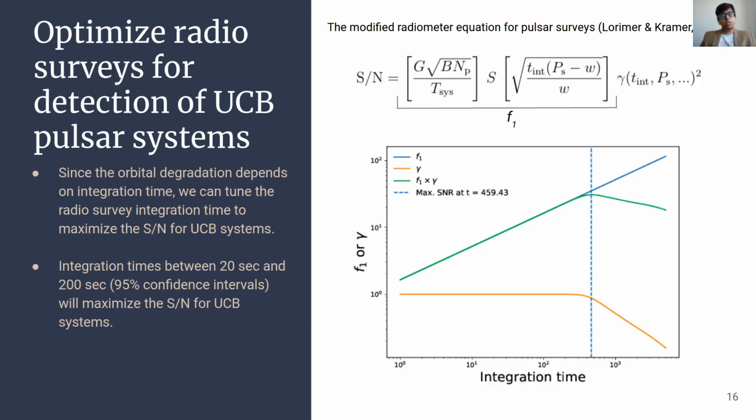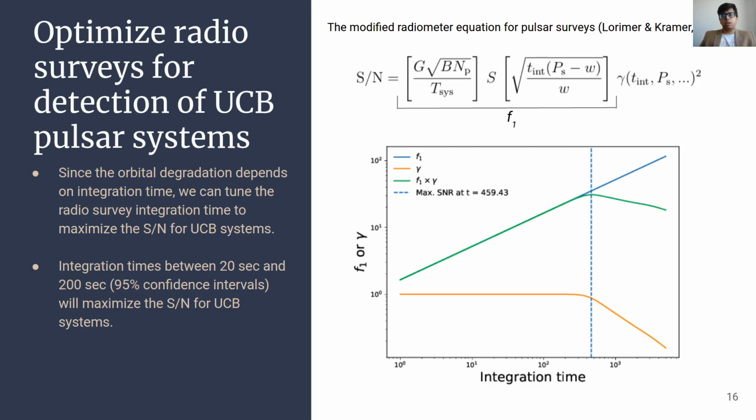Building on this, we want to see if we can optimize the current radio surveys for the detection of an ultra-compact binary pulsar system. Since the orbital degradation factor depends on the integration time, we can tune the radio surveys' integration time to maximize the signal to noise for these UCB systems.